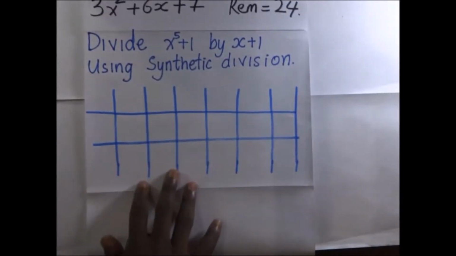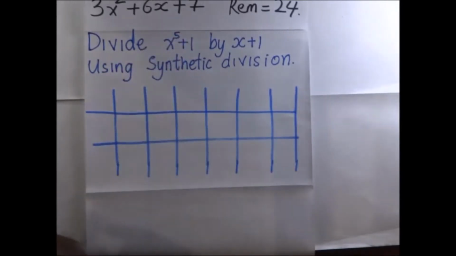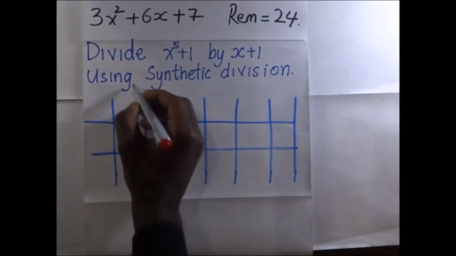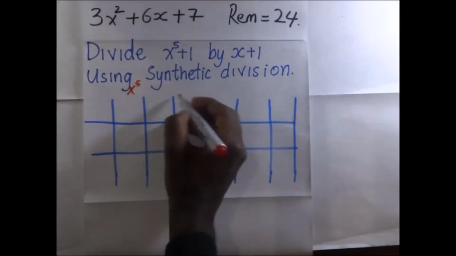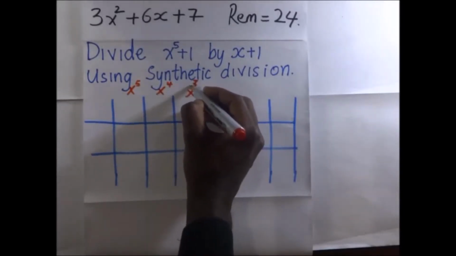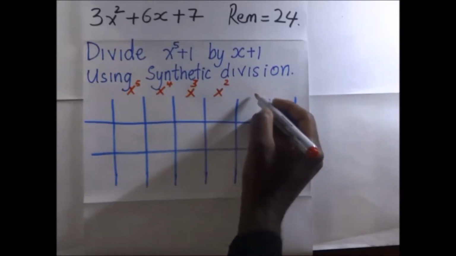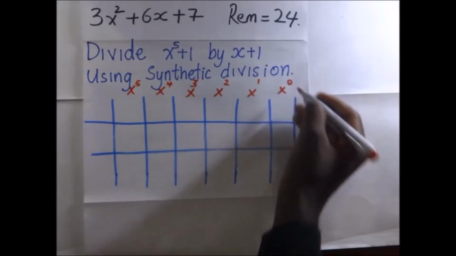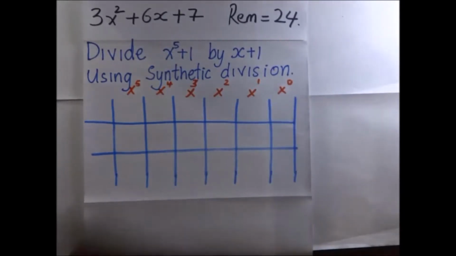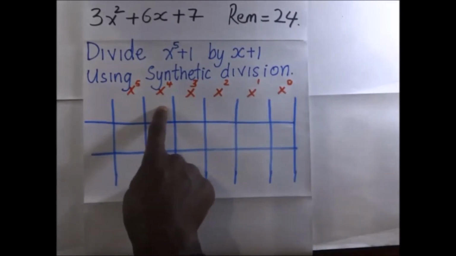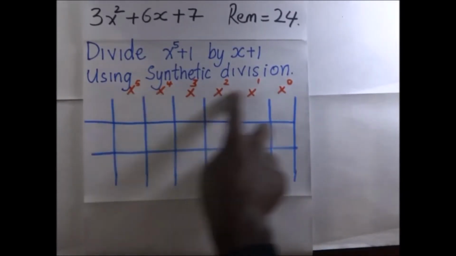We are going to do the same. Our highest power is 5. So if our highest power is 5, it means that we are going to name from x to the power 5, x to the power 4, from x to the power 5, 4, 3, 2, 1, 0. So right here we are going to put the coefficients of these terms.